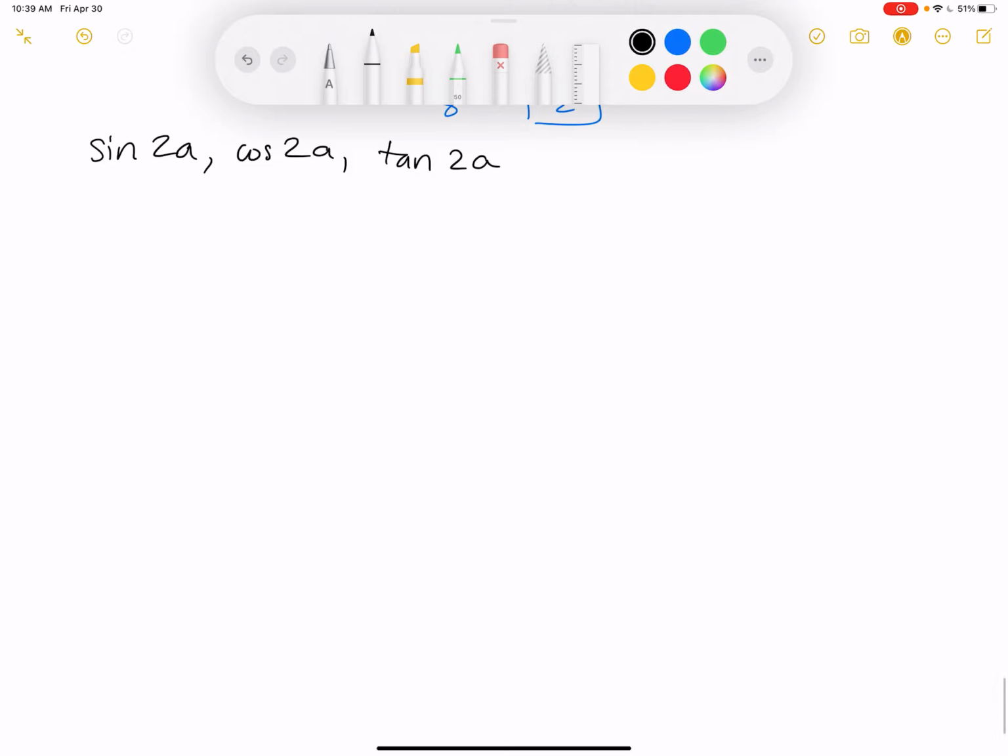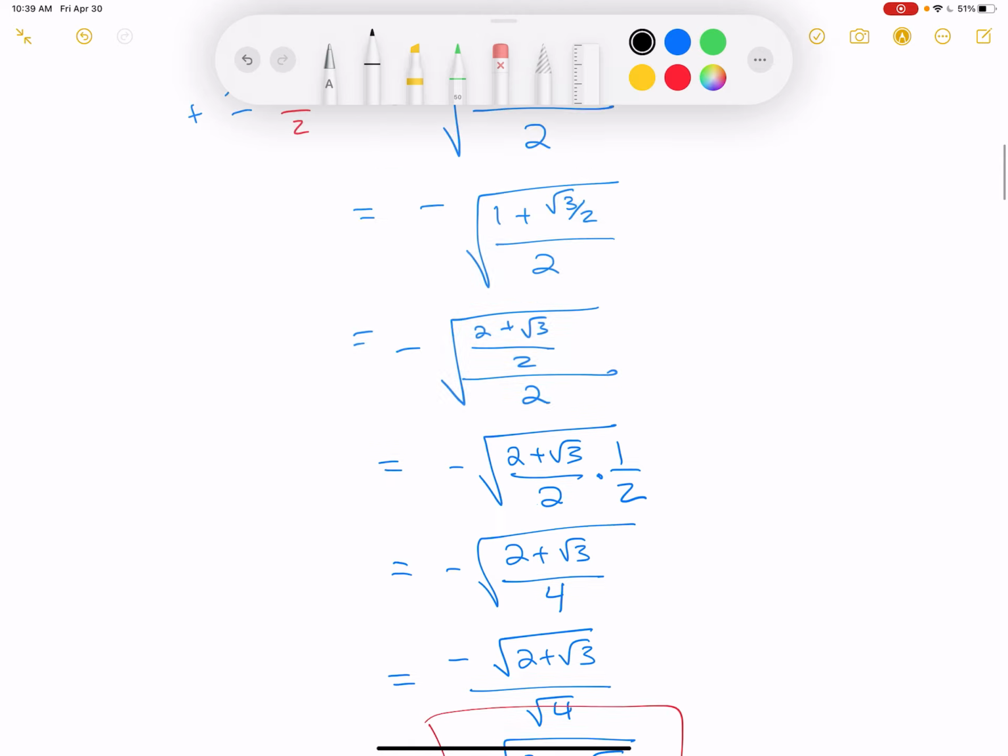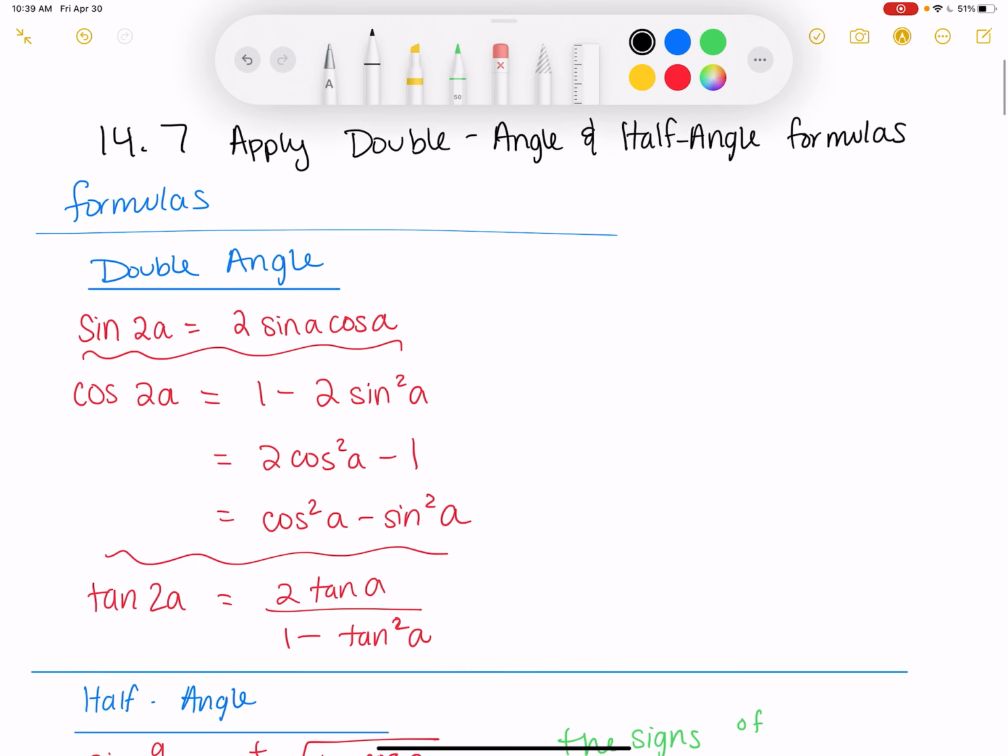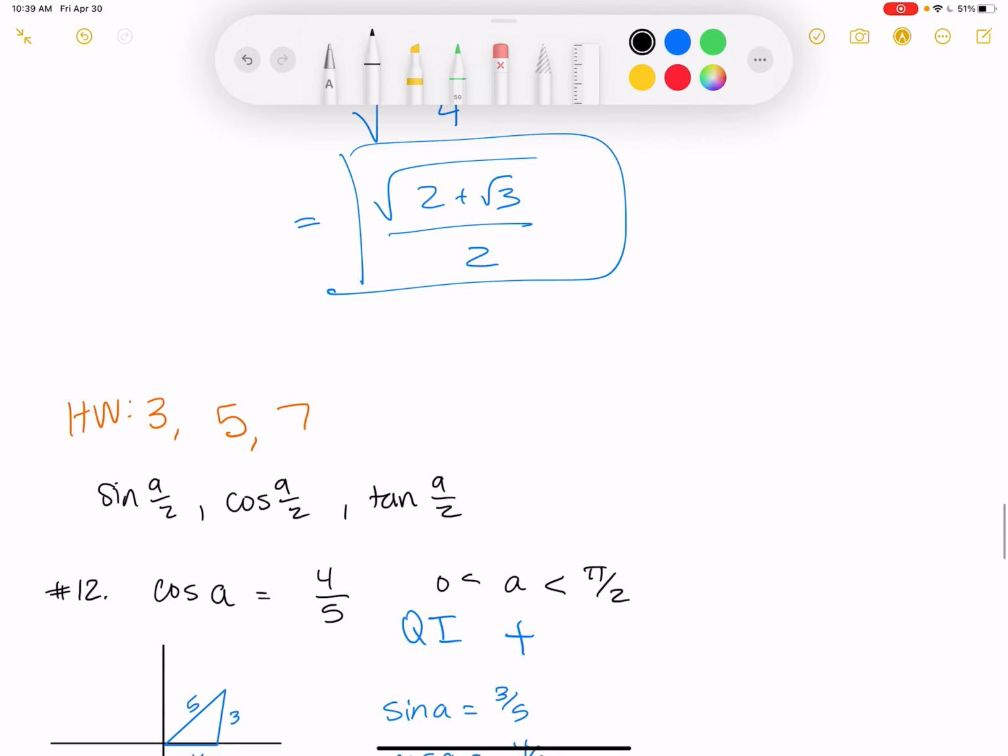You know what I realized? I didn't write down the double angle formulas. I'm not sure why. I just didn't write them. Fine, well, you can just copy them, or I can put them back up later.